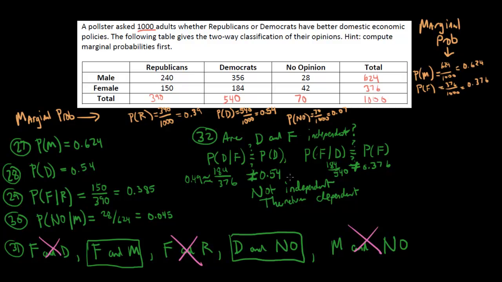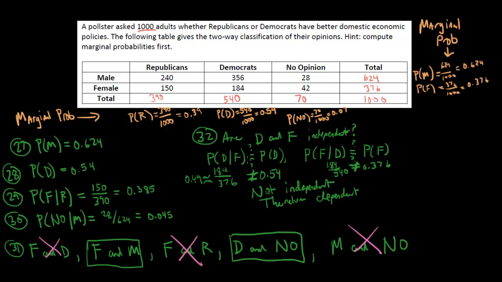Now, why does that matter? That matters if we start trying to calculate joint probabilities, because you have to calculate joint probabilities differently when events are independent versus dependent. It's essentially just a little bit easier if you have independent events. But we have to remember that Democrat and female are not independent. Therefore, we have to calculate joint probabilities in a certain way. Okay? Now, that's number 32.